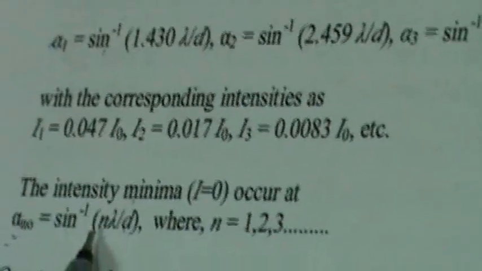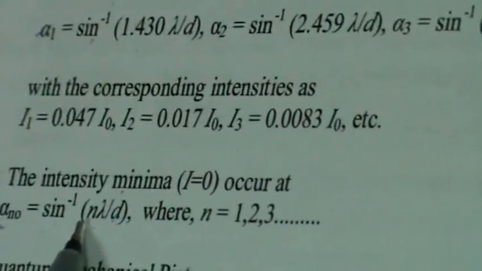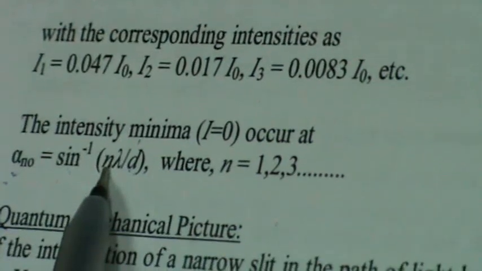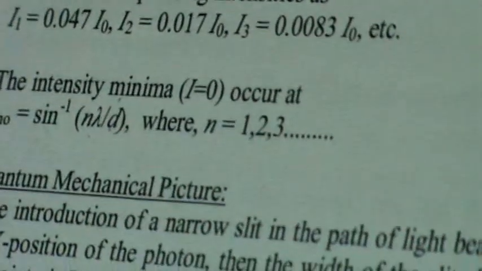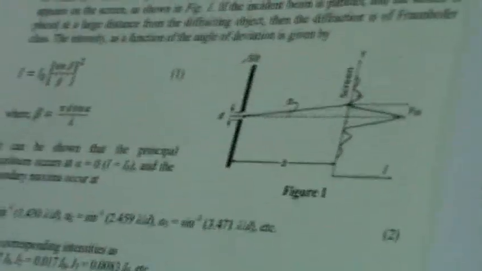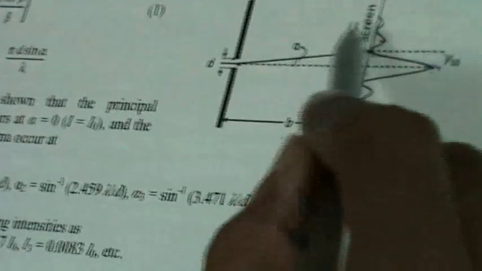The intensity minimum occurs at alpha n0 equal to sine inverse of n lambda by d. If we concentrate on the first minimum, we put n equal to 1. If we talk about the second minimum, we put n equal to 2. So accordingly, the angle of deviation can be represented.